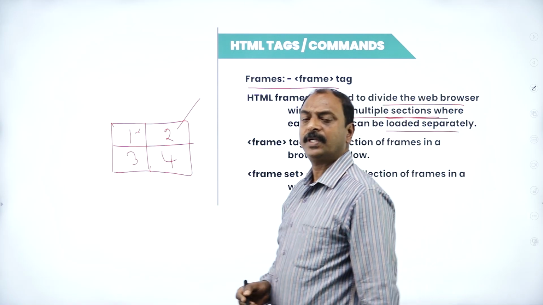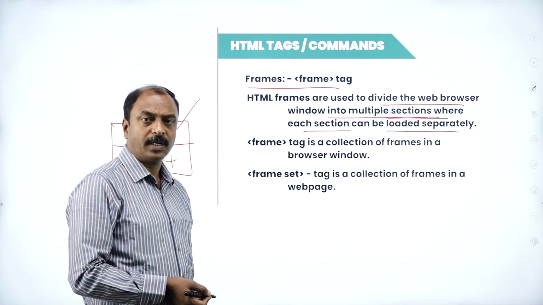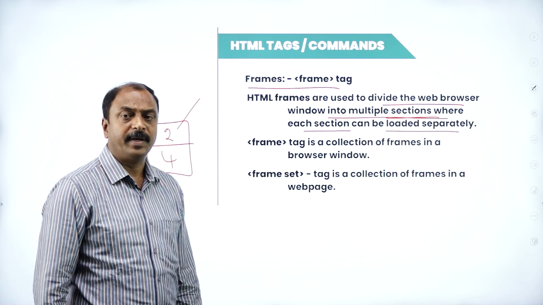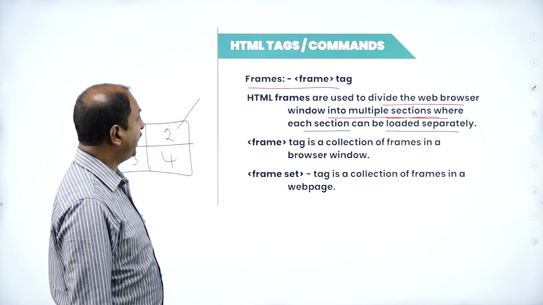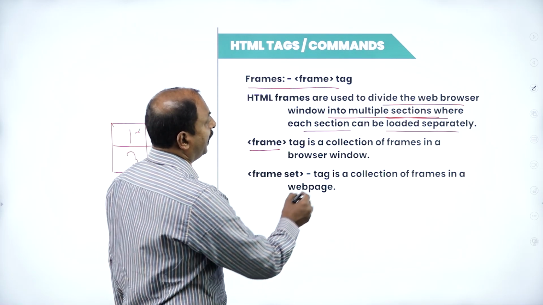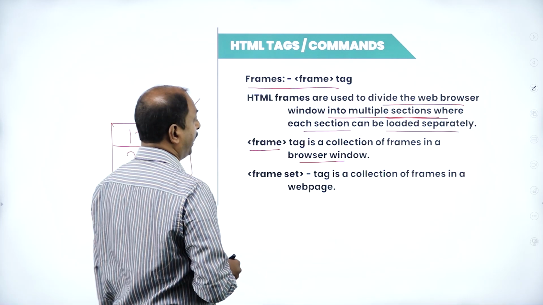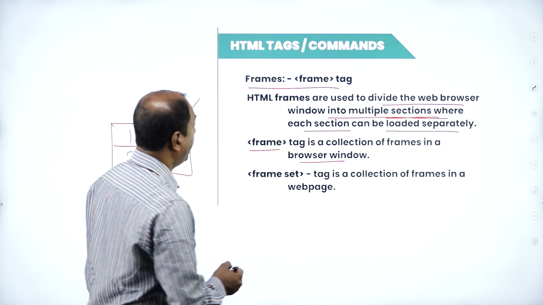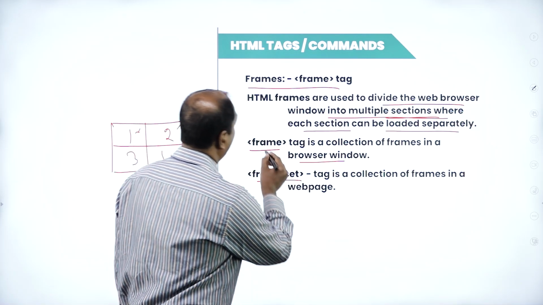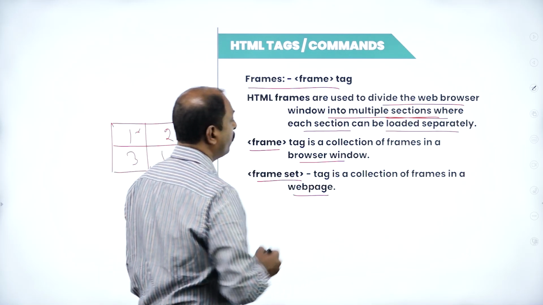We can divide the frame into a number of rows or columns according to your requirement. Now let us see the frame tag. Here the frame is the tag, and the collection of frames in a browser window. Along with this we have the frameset tag. The frameset tag is a collection of frames in a web page.